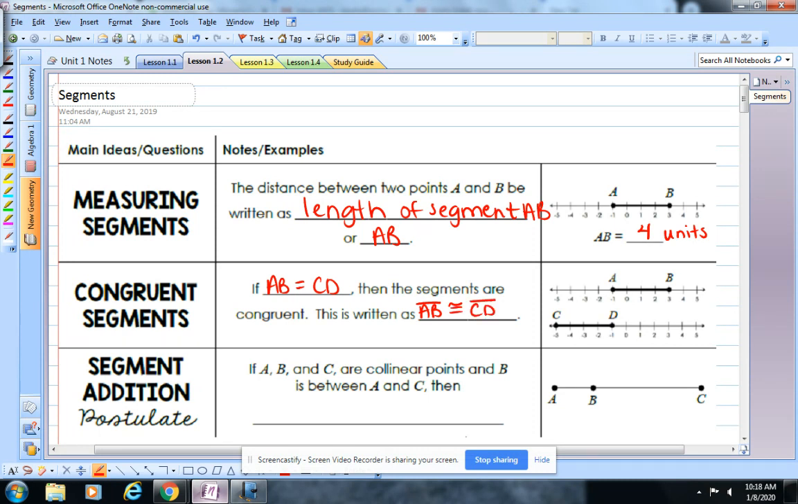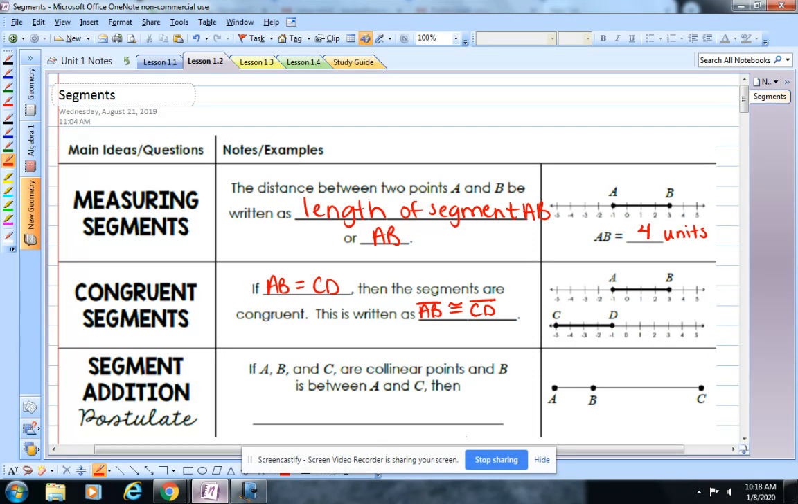Measures get set equal to each other, so this is talking about the lengths of both segments. Measures are equal. The objects themselves are congruent. We don't say segments equal each other. We say segments are congruent to each other. And we don't say their lengths are congruent to each other. We say lengths are equal. Do you see the difference? Lengths are equal, segments are congruent.